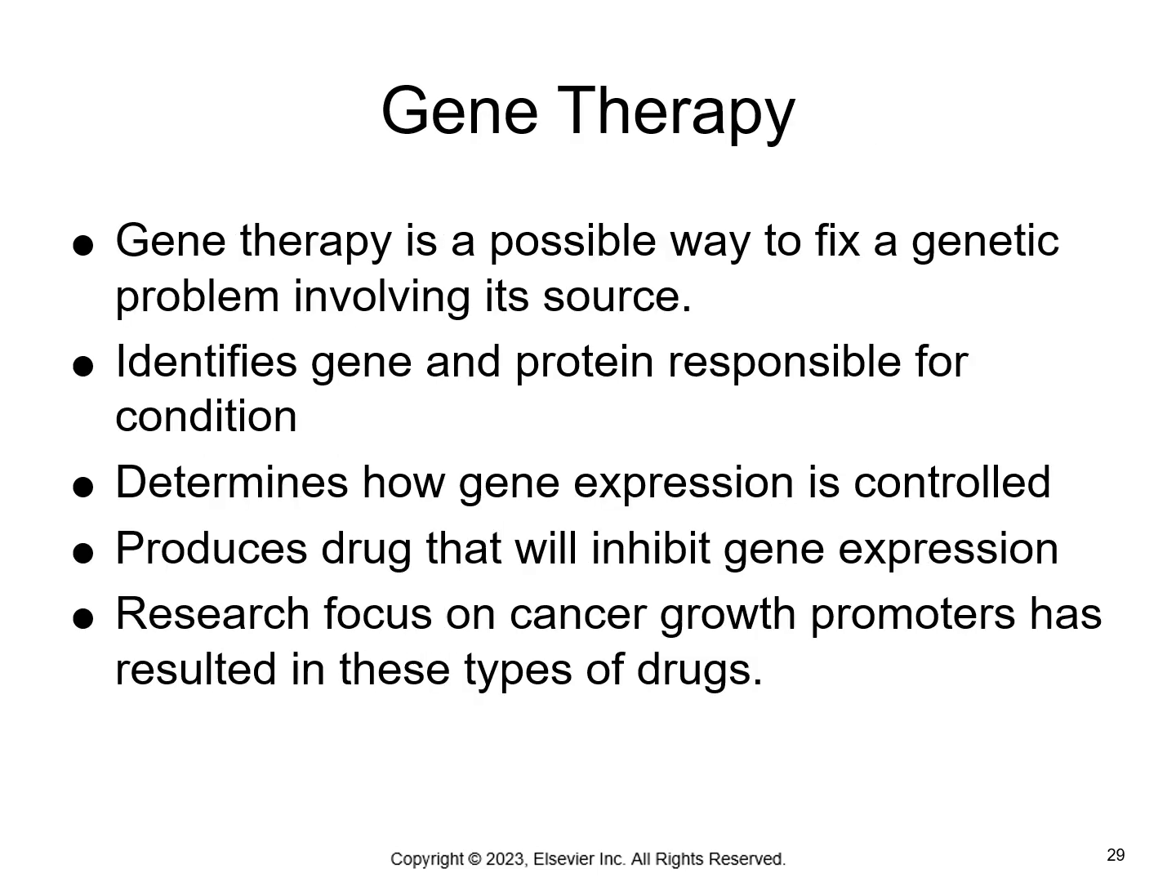And then we have gene therapy. This is a possible way to fix a genetic problem involving its source. It identifies the gene and protein responsible for the condition, and it determines how gene expression is controlled and produces a drug that will inhibit that gene expression. Research is focused on cancer growth, and it has resulted in these types of drugs. So again, these would be like gene therapy tailored to the specific patient to figure out what the genetic problem is and inhibit that gene expression.